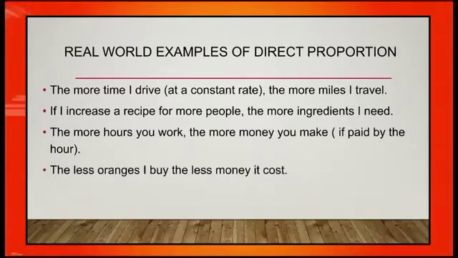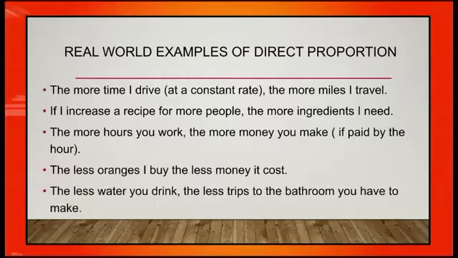All right? The fewer oranges I buy, the less money it costs. Think about it. An orange costs $10. If I buy 2 oranges, that's $20. If I buy 10 oranges, clearly it's 10 times 10, $100. So those two things are directly proportionate. And the last: the less water you drink, the fewer trips to the bathroom you have to make.